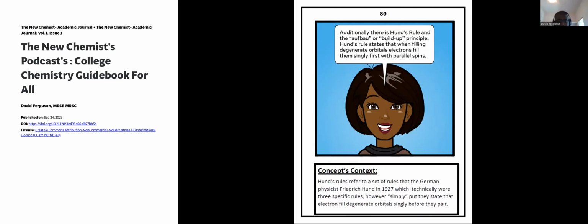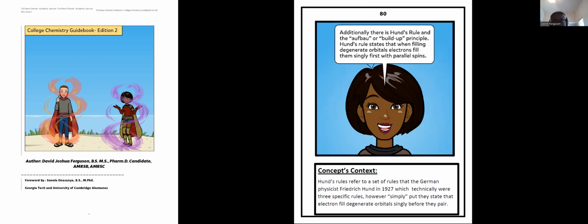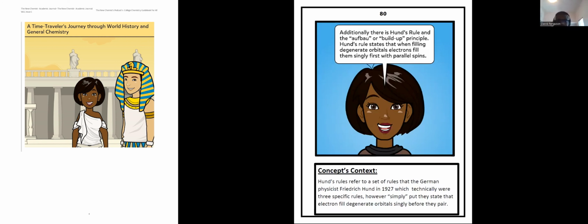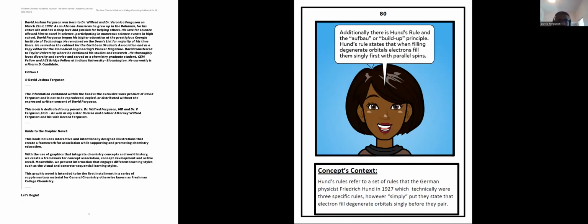Okay, and then you also have Hund's rule. Hund's rule refers to a set of rules that the German physicist Friedrich Hund stated in 1927, and put simply, they state that electrons fill a degenerate orbital singly before they pair. You can look up the technical descriptions of Hund's rules, but that's not necessary for this class. Just understand what he's saying, the essence of what he's saying.